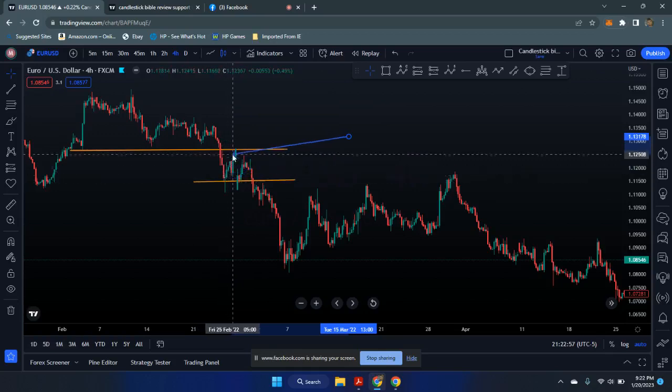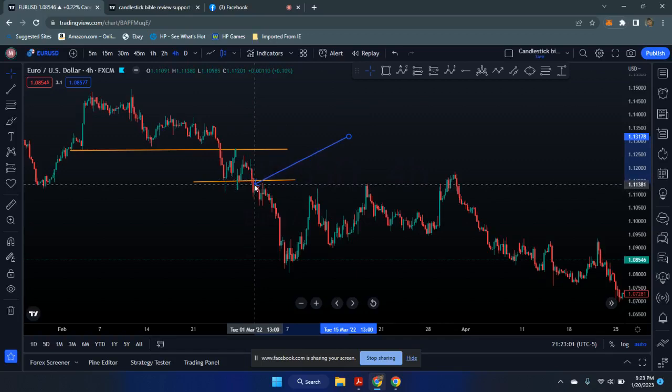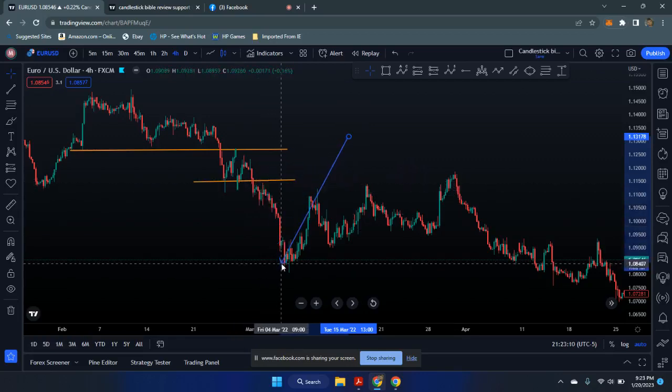Swing point. I'm sorry, yeah, swing point. She does her retracement here. Now this is the retracement here. This little small retracement acts as a resistance level. She goes down.